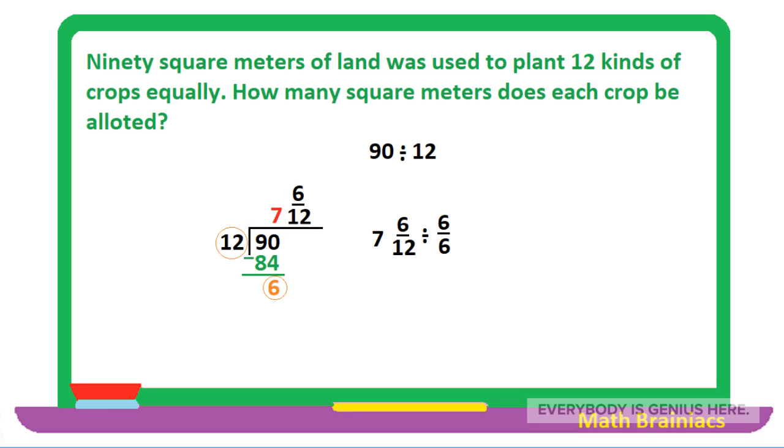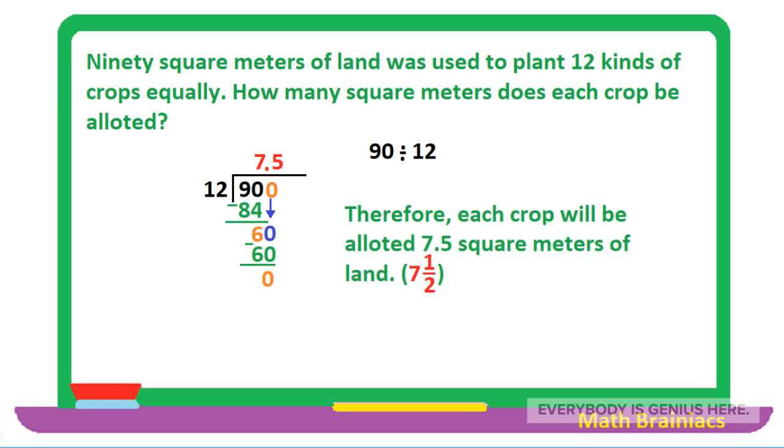The common factor of 6/12 is 6. Accordingly, we can divide 6/12 by 6/6. 6 divided by 6 is equal to 1. And 12 divided by 6 is equal to 2. Accordingly, the simplest form of 7 and 6/12 is 7 and 1/2. Therefore, each crop will be allotted 7.5 or 7 and 1/2 square meters of land.